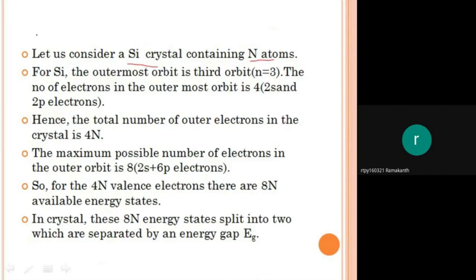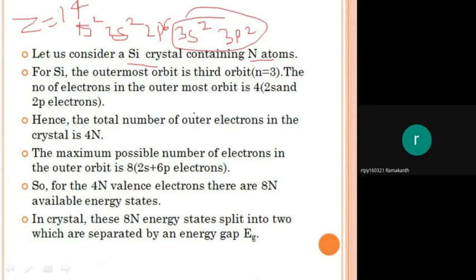So first, let me write the electronic configuration. The atomic number of silicon is 14. So the electronic configuration is 1s2, 2s2, 2p6, 3s2, and 3p2, and the outer orbit contains 4 electrons. 2 electrons are in the s state and 2 electrons are in the p orbit.